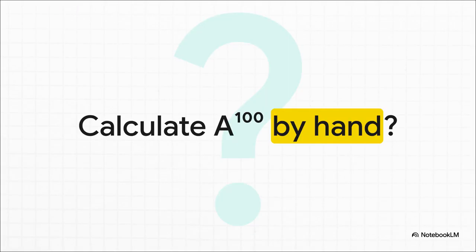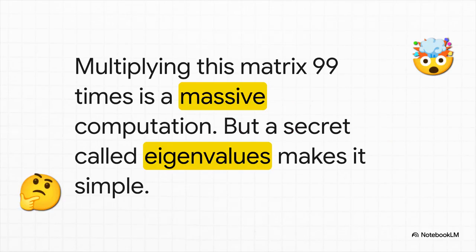Imagine someone hands you a matrix and says, calculate this to the 100th power by hand. It sounds like an absolute nightmare, right? Just endless, tedious multiplication? Think about it. Multiplying this matrix by itself 99 times, that would be a massive, error-prone computation. But what if I told you there's an elegant secret that makes this problem, well, almost trivial? A kind of mathematical shortcut that gets to the very essence of this matrix. That secret? It's all about eigenvalues.